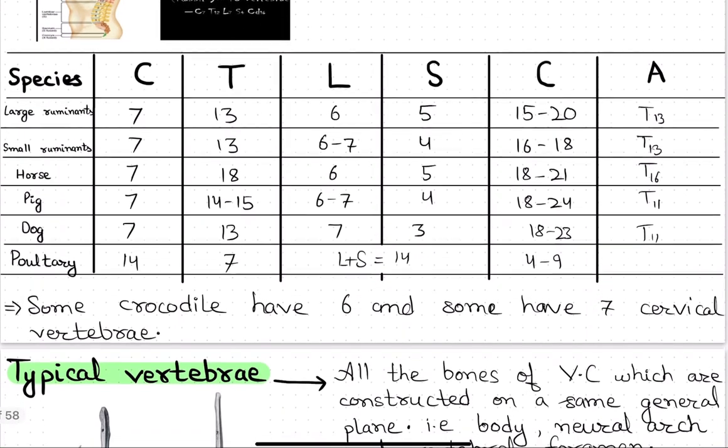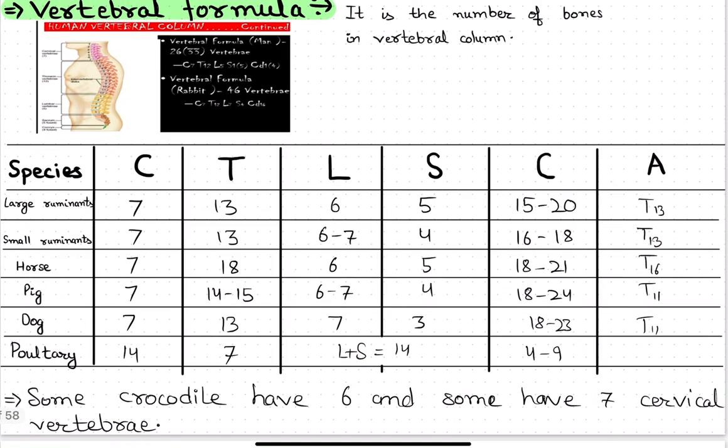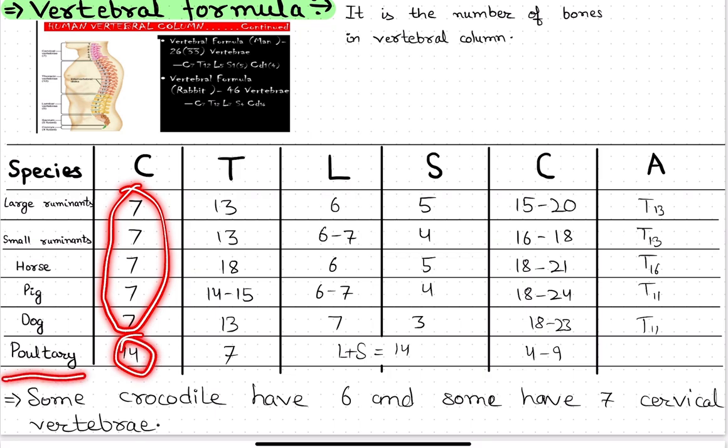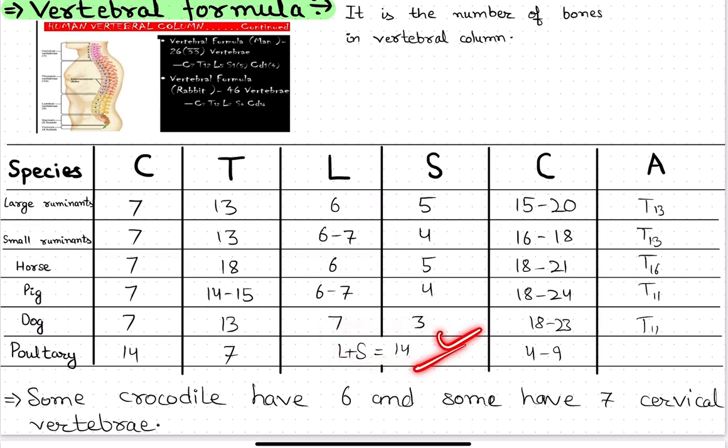Now it is an important table which I have made here to let you know about the bones. You can see all these large ruminants, small ruminants, horse, pig, dog, poultry, all have 7 cervical bones except poultry. Fowl have 14 cervical bones. L plus S equal to 14 means their lumbar and sacrum are fused. So this is what this CTLS means.